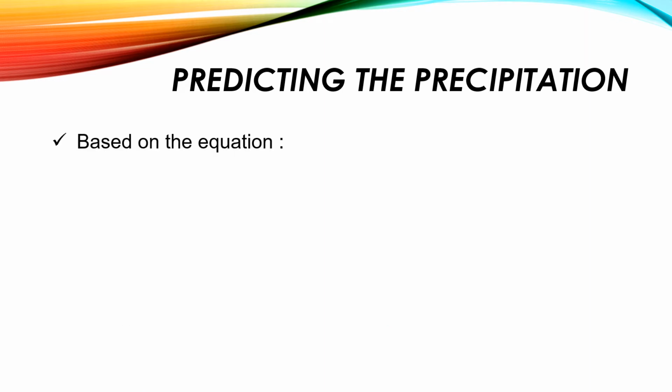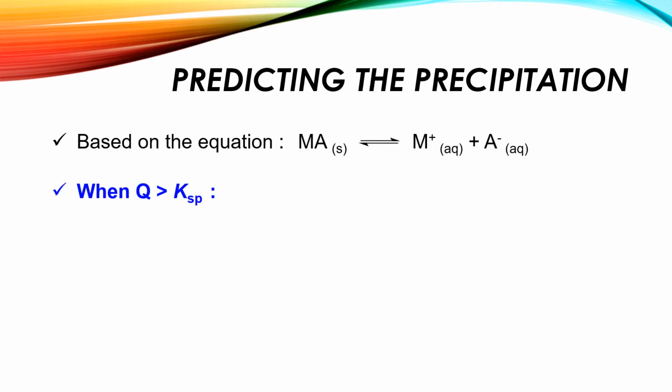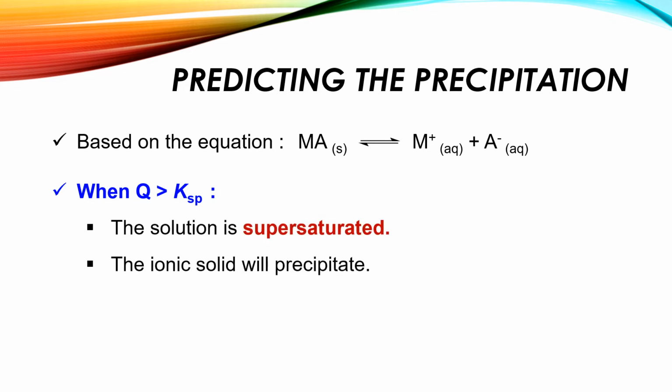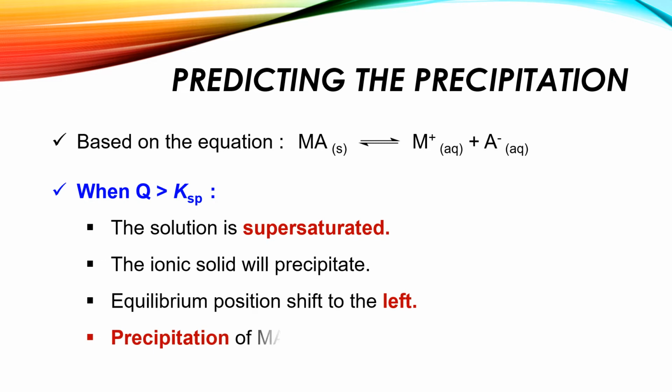By considering the same reaction, when Q is greater than Ksp, that shows the solution is supersaturated. The ionic solid will precipitate. That means the equilibrium position shifts to the left. Therefore, precipitation of the salt will be obtained.